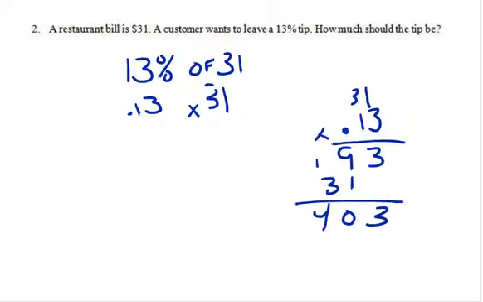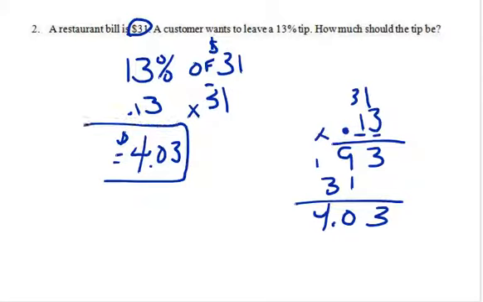Again, I get 2 numbers to the right of my decimal point, so I need 2 numbers to the right in my answer. So 13% of 31 is $4.03. So if you're going to leave a 13% tip on a $31 bill, it is $4.03. Notice we're talking money, we're taking a percent of money, so our answer is in money. Don't forget your labels.